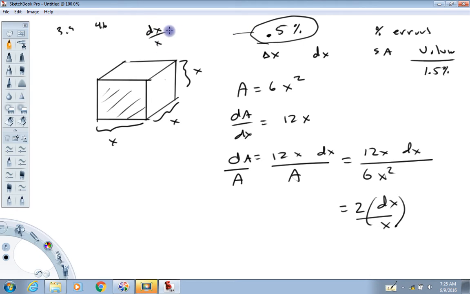dx over x is 0.005, and again this is 0.5%. As a decimal, to turn this into a percent, you would multiply it by 100. That'd be 0.5%. So this value right here is 0.005. So this is going to be 2 times 0.005, and that's going to be 0.01. To make this a percentage, we multiply it by 100. Therefore, the percent error in area is 1%.